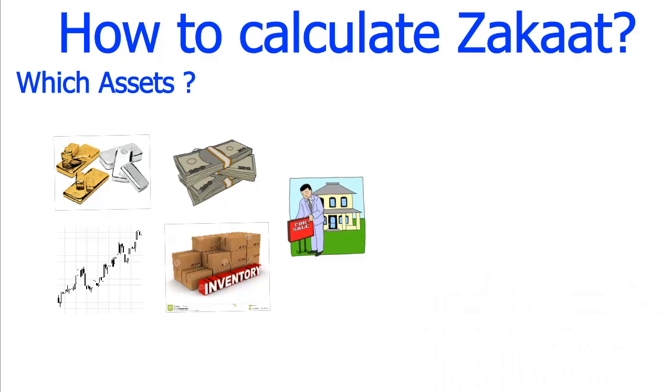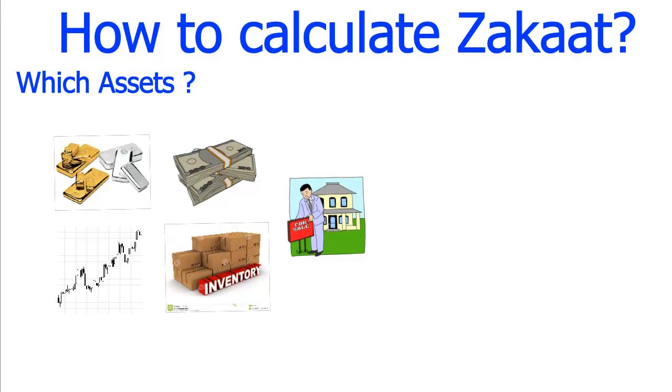You've also then got agriculture, and you've also got animals. I'm keeping them out of this video just to keep it simple. If you've got some agriculture and you've got some animals, maybe ask an alim of Ahl Sunnah wal Jamaat as to how to do the zakat calculation on that. That's a little bit different, but to keep this video simple, I'm keeping them out of this video.